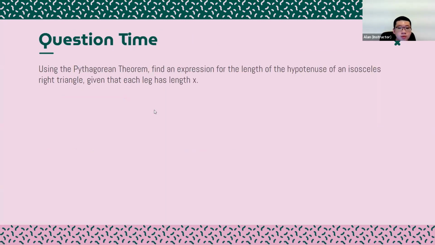So here's a quick question. I'll give you guys 1 to 2 minutes for it. So using the Pythagorean theorem, find the expression for the length of the hypotenuse of the isosceles right triangle, given that each leg has length x.